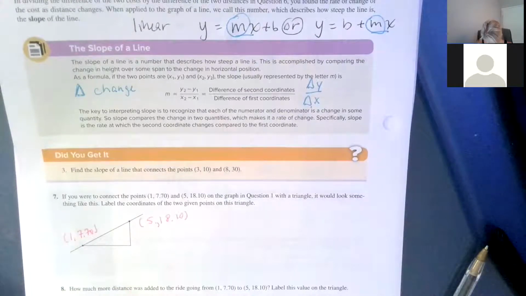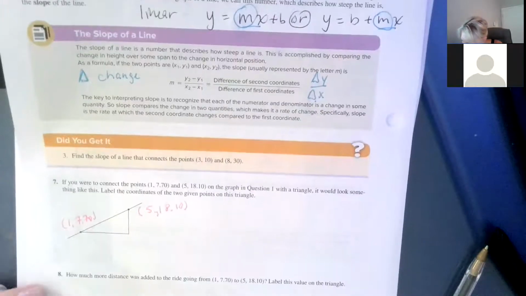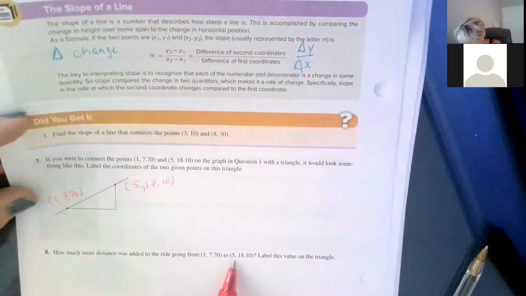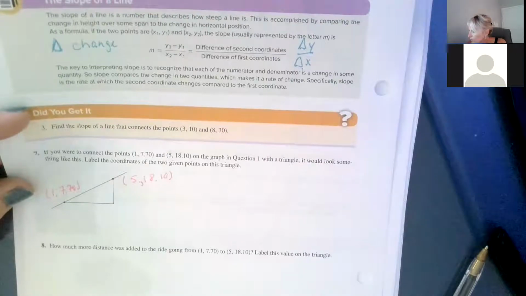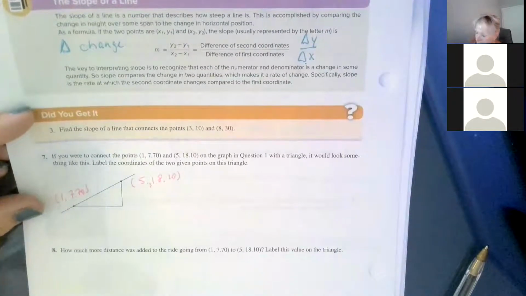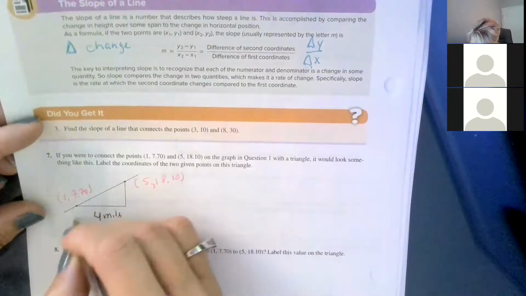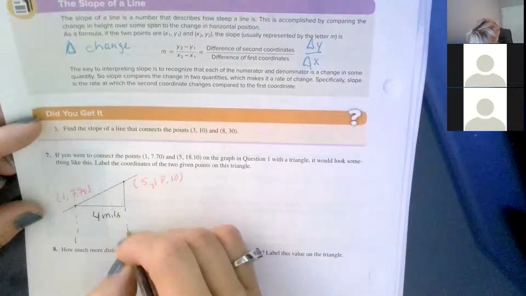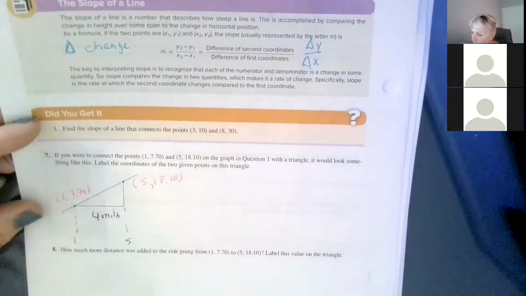And then number 8 says, how much more distance was added to the ride going from 1,770 to 5,1810? Label this value on the triangle. Anybody get that yet? 4 miles. Yep. So we went a distance of 4 miles because this would be 1 and this would be the 5. Okay.